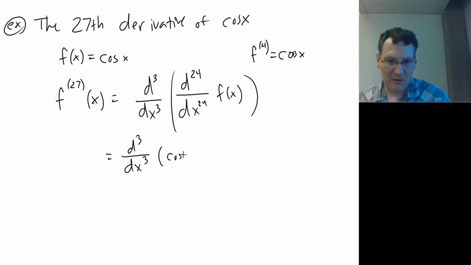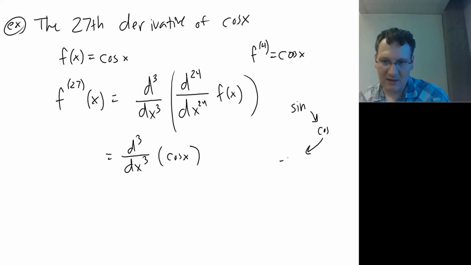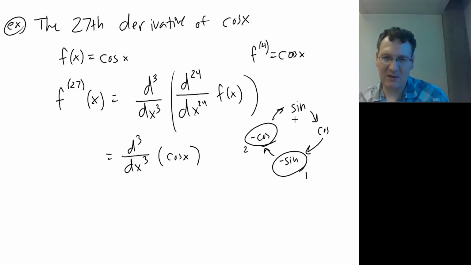So what this is, is the third derivative of the cosine of x. So this is going to be, if you have the sine, the cosine, negative sine, and negative cosine, the first derivative would be the sine, the second derivative would be the negative cosine, and then the third derivative would be the sine. So this is the sine of x.